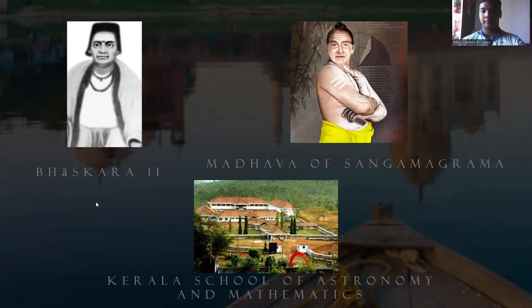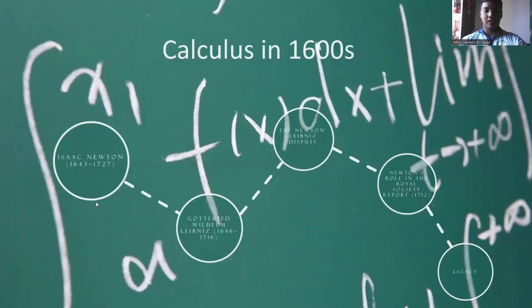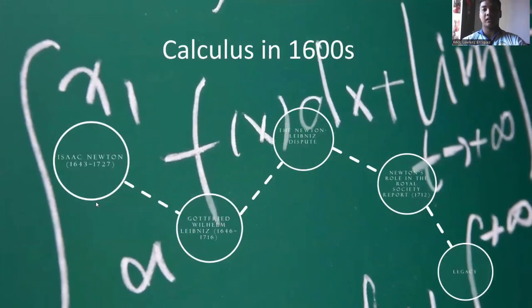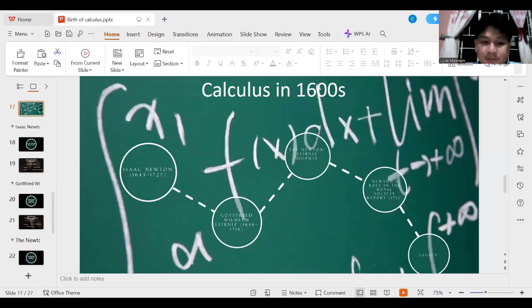So the next is calculus in the 1600s, which will be discussed by Clyde Milano. Hey, good day guys. I'm Clyde Milano and my report will be about calculus in the 1600s. This will be mainly focused on how Sir Isaac Newton and Sir Gottfried Wilhelm Leibniz both independently developed calculus.